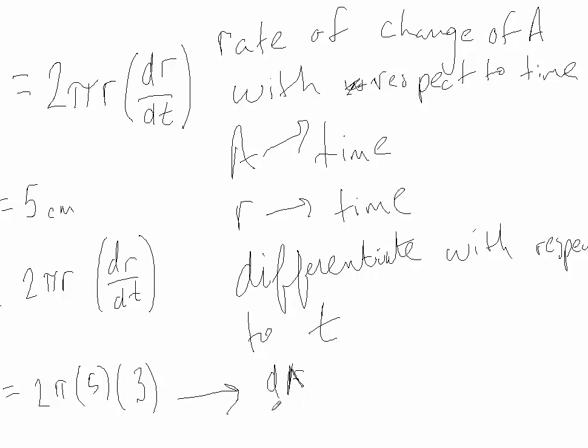And so the area is changing at a rate of 30 pi centimeters per second. So what that means is when the radius of the circle is 5 centimeters, the area of the circle that it forms is changing at a rate of 30 pi centimeters per second.